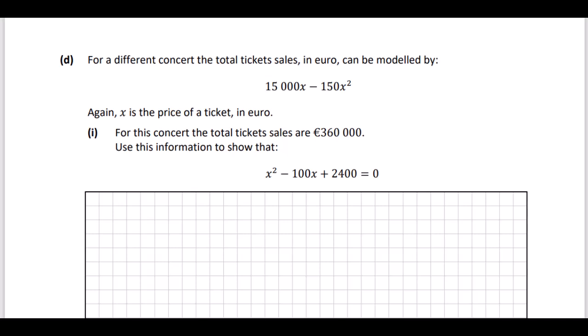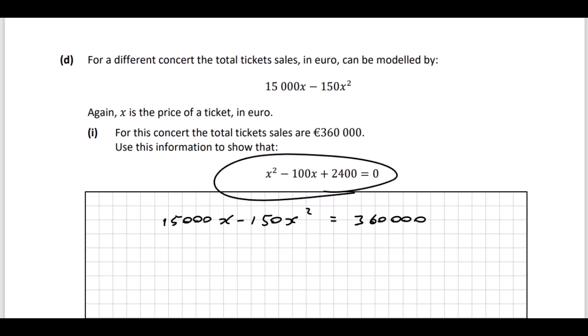So we know that 15,000x minus 150x squared is the total ticket sales in euros for a different concert. We're told in this particular case the total ticket sales are 360,000 euros. So that's our equation. We've got to mess around with that until we get this thing here.